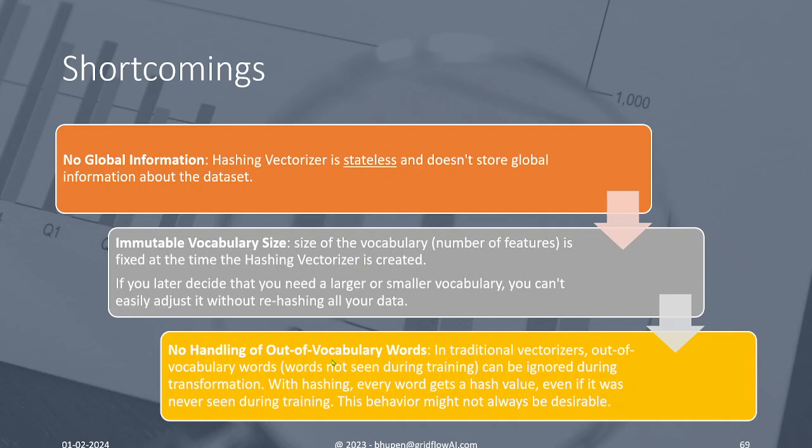No handling of out of vocabulary words. In a typical vectorizer, out of vocabulary words, the words which are not seen during the training, can be ignored when you want to transform the new data. With hashing, every word actually gets a hash value even if it is not present in the training. This behavior has both pluses and minuses.